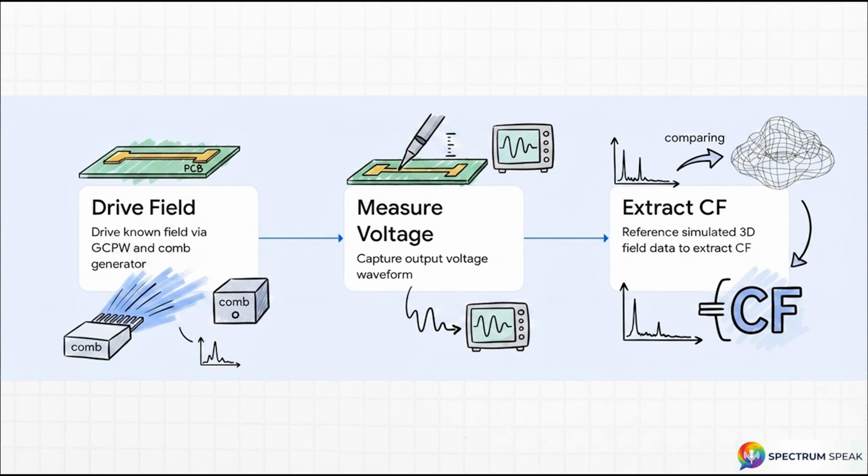Step 1. You drive that calibration microstrip trace using a comb generator, which blasts a highly stable broadband pulse covering a massive frequency spectrum all at once. Step 2. You hover your probe at a precise height over the trace and capture a single time domain voltage waveform on your scope. Step 3. You run an FFT on that measured data and reference it straight against mathematically simulated 3D field data for that specific microstrip. By comparing the two, you can extract the complete system calibration factor across a huge frequency range, like from 10 megahertz all the way up to a gigahertz, all from a single fast measurement.